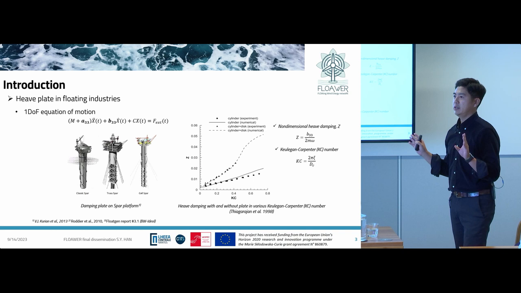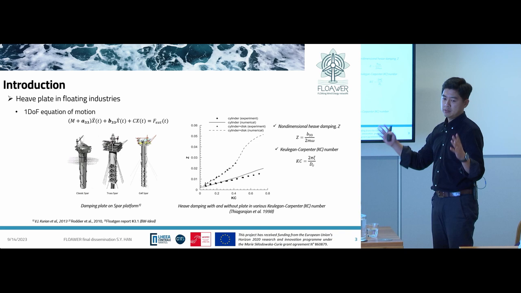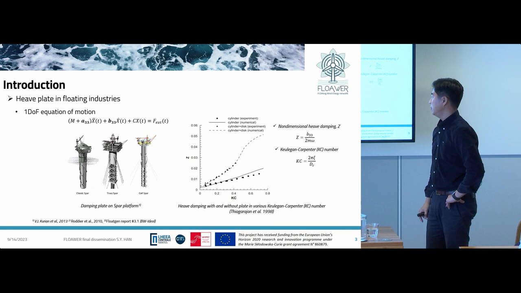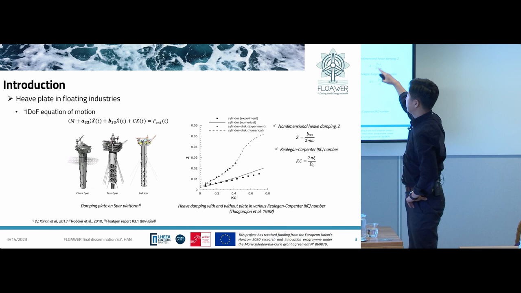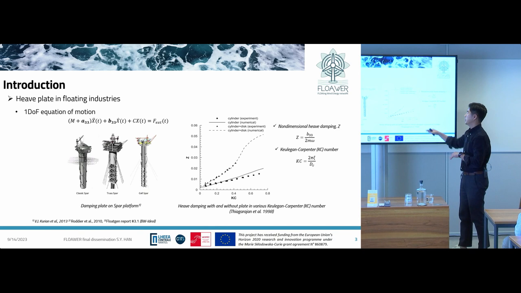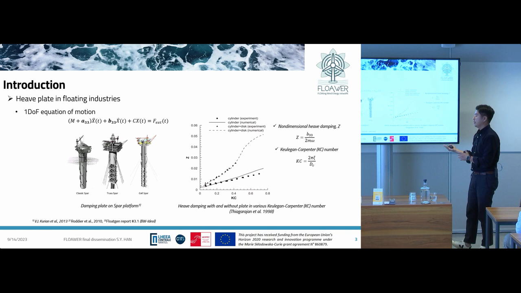And for more than 15 years, a lot of studies have been done with this plate to investigate the physical meaning of the heave plate in terms of the hydrodynamic loads. This is a typical, very good example from Thiagarajan et al. 1998, which delivered the knowledge about the non-linear damping divided by the mass and circular frequency, to say that if the cylinder has a disk, this gives more damping compared to just a single cylinder. And the damping itself can be governed by the motion amplitude, which can be referred to as the Keulegan-Carpenter number, which is the KC number.